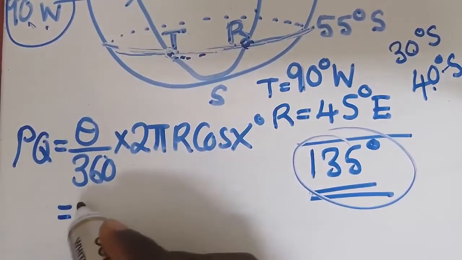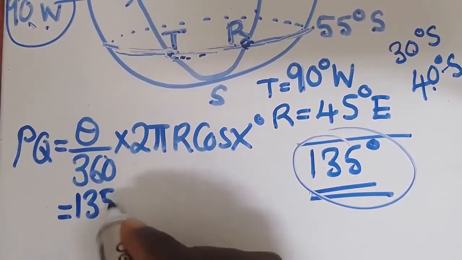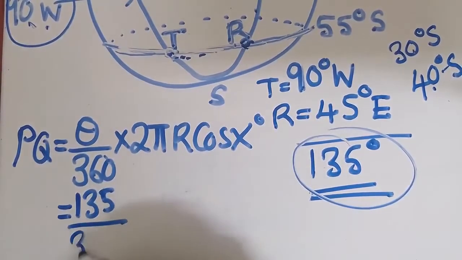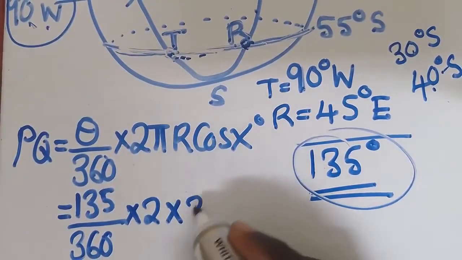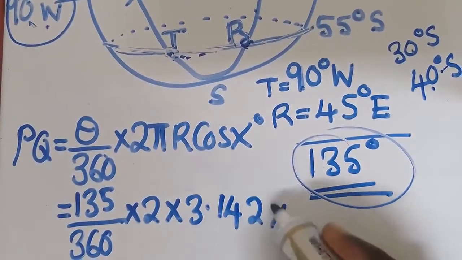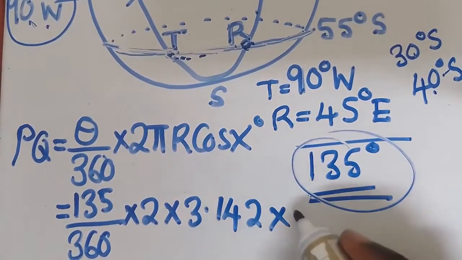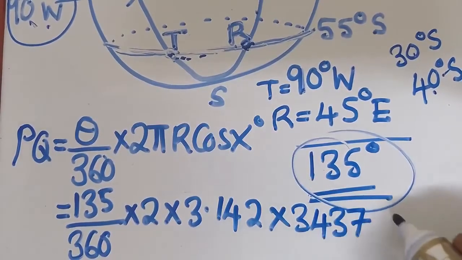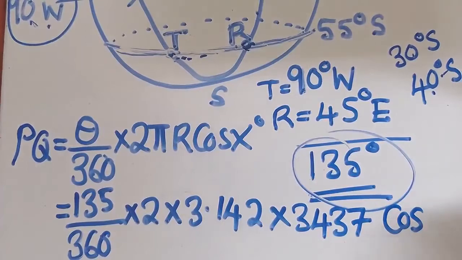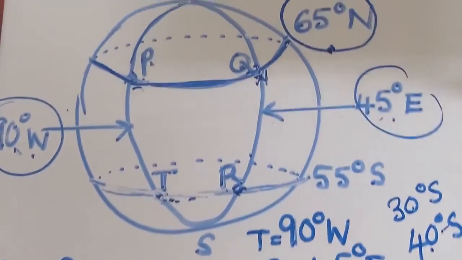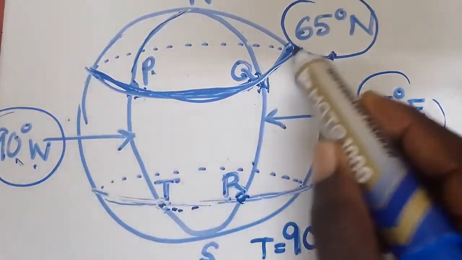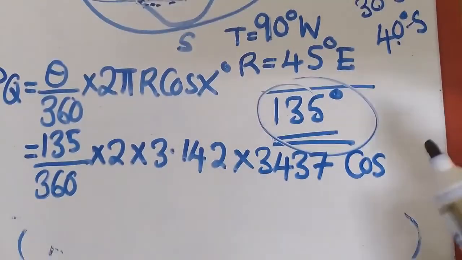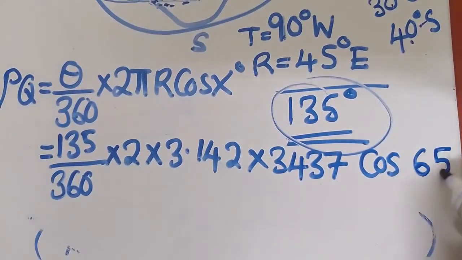So this is now equal to, what is theta? 135. 135 over 360 times 2 times pi, times the radius, 3437. Then you say cos. What is the latitude? PQ is on which latitude? This is the latitude. 65. So you write your 65 here like this.